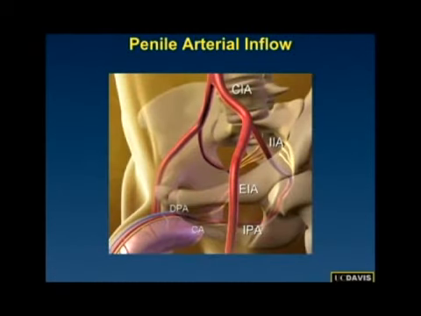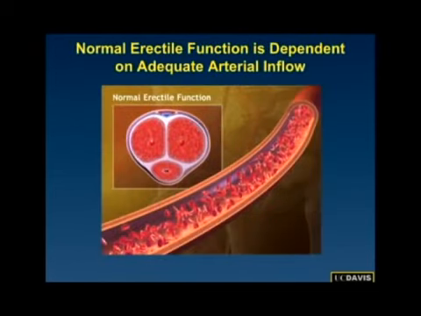Here are the two paired arteries. There's one on the left and one on the right. These are called the internal pudendal artery, IPA. It's a terminal branch of the internal iliac artery, which exits the pelvis and then enters the base of the penis here, and it bifurcates into two arteries, a dorsal artery and a cavernosal artery. For normal erectile function, you have normal blood flow, which results in normal erectile function.